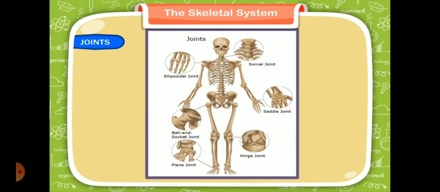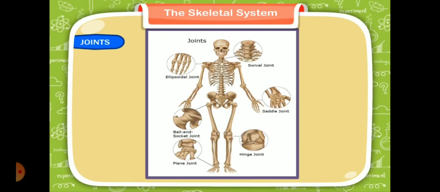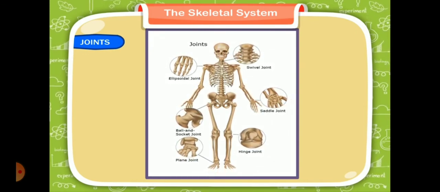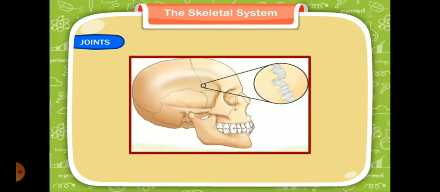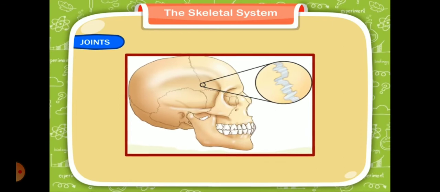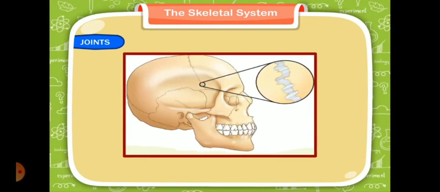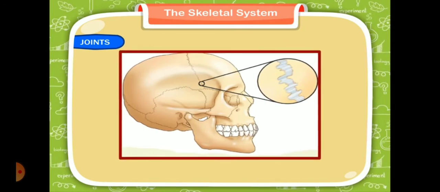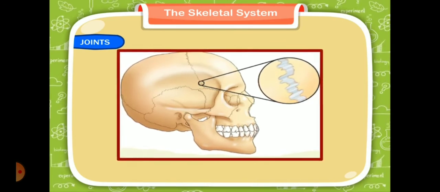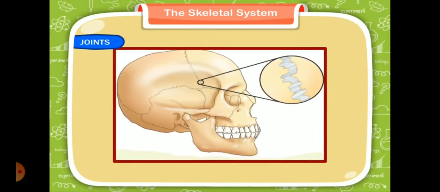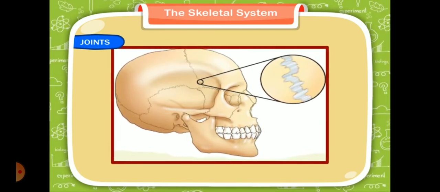There are different kinds of joints in our body that allow different movements. Except for the joints in our skull that are immovable, all other joints are movable. The skull bones are immovable as the 8 bones are interlocked. The lower jaw bone is the exception, which is the only movable bone in the skull.